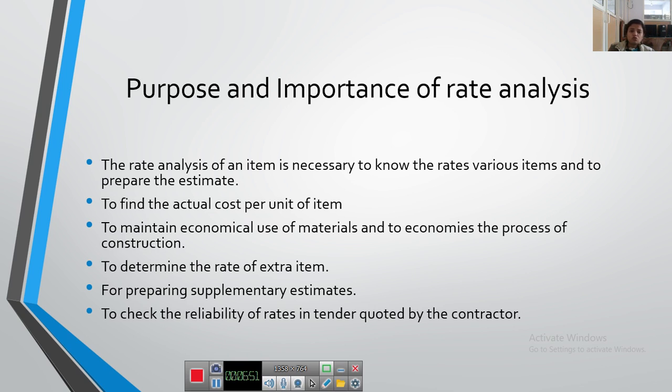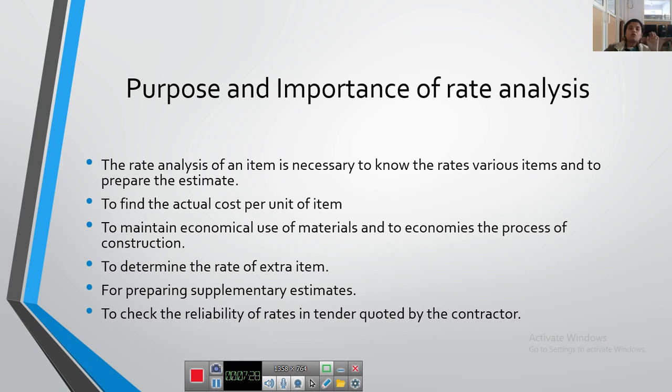Next, economical use of materials and economizing the process of construction. That is, if you feel that the cost of a particular construction is high, we can economize some material cost, like using a cheaper material for that particular quantity. So we ultimately economize the process of construction. Also, to determine the rate of extra items, for preparing supplementary estimates, and to check the reliability of rates in the tender quoted by the contractor. Okay, so all these are the importance and purposes of rate analysis.